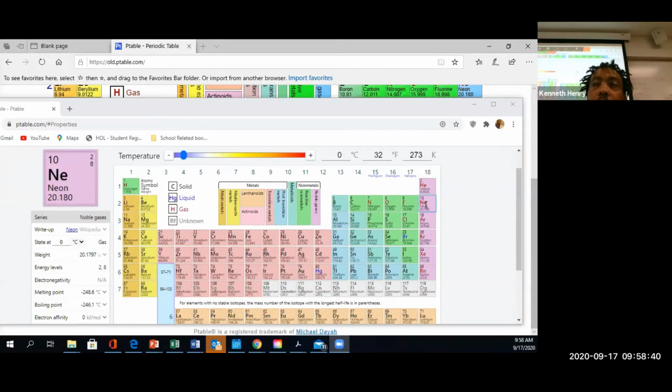So let's look at neon. Neon 20.180 is that number there. That's the atomic mass. That's the atomic mass of neon, and it represents the average mass of all of the isotopes of neon. There are three major isotopes of neon: neon 20, neon 21, and neon 22.